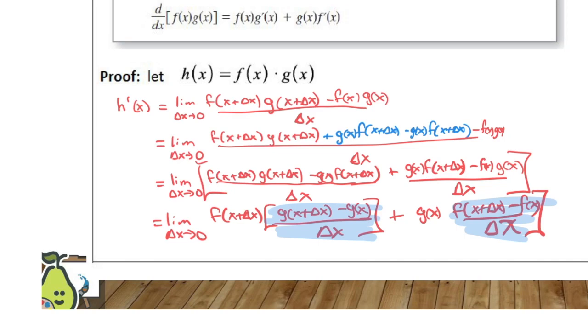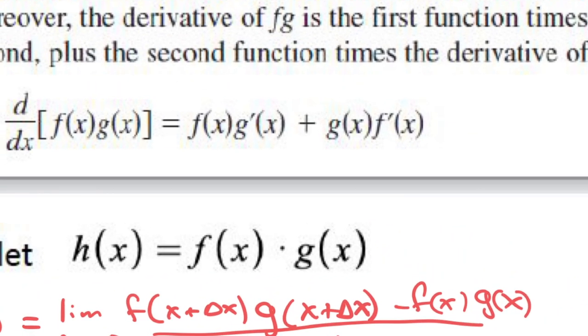So if we take delta x going to 0 for the first part, we're left with f of x times the definition of the derivative for g prime of x, plus g of x with the definition for the derivative for f of x. So our derivative of h of x is f of x, g prime of x plus g of x times f prime of x. Now, I'm going to often refer to this product rule as first times the derivative of the second plus the second times the derivative of the first.